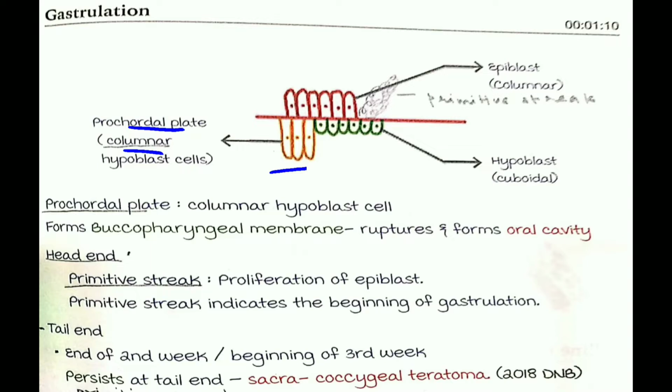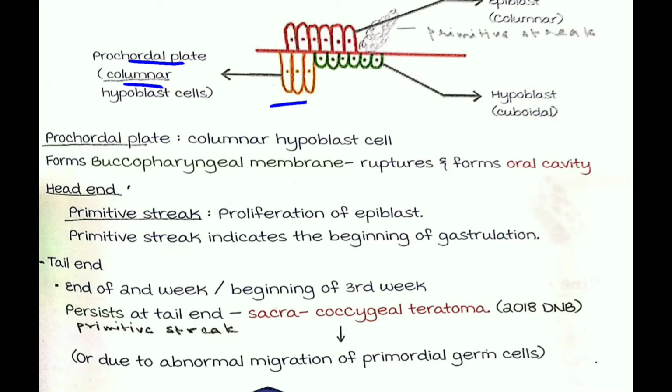Now if we look at the epiblast cells, the columnar cells, we can see a proliferation. This proliferation of epiblast cells is called the primitive streak. The primitive streak is an indication that gastrulation has begun. And this will be the tail end, because the prechordal plate was the oral cavity, or the head end.